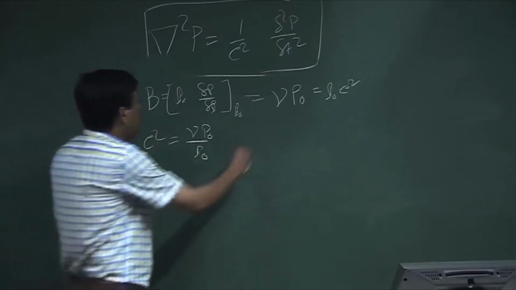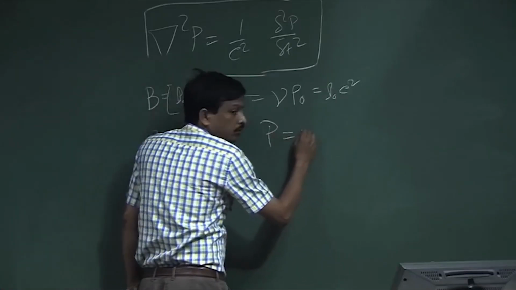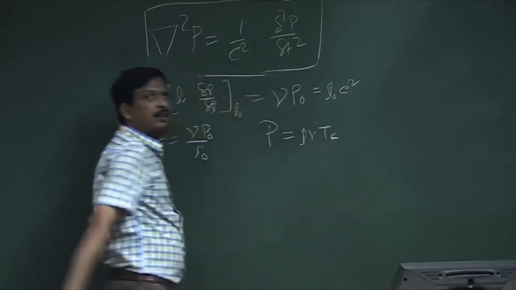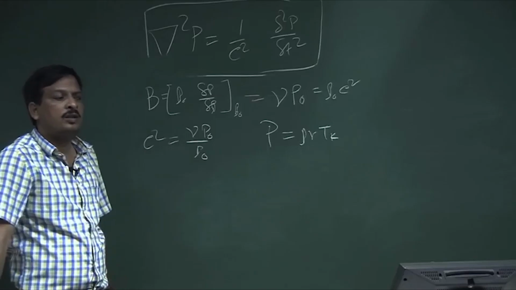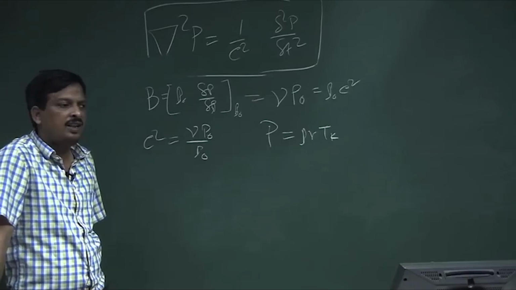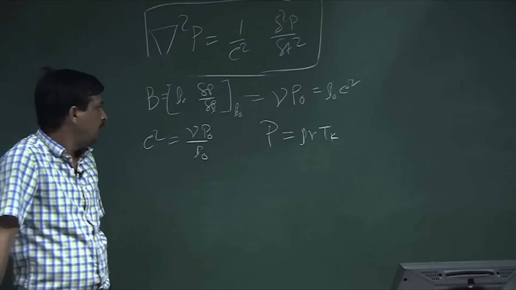Okay. Now, you know P is equal to, what is P equal to? From the gas equation, P is equal to rho R T, where R is the gas constant, rho is the density, and T is the temperature in Kelvin. Okay.